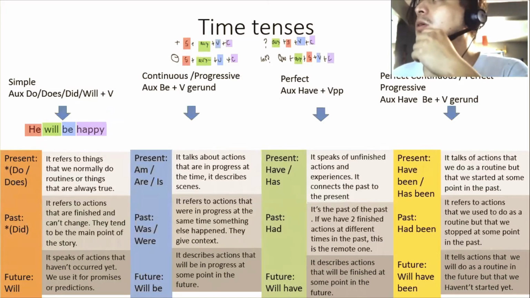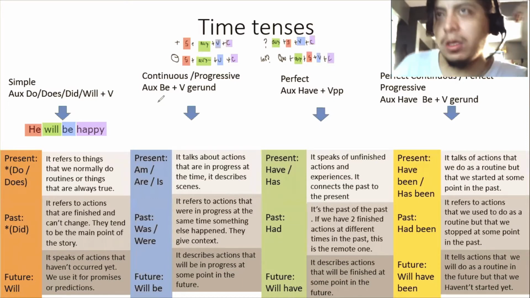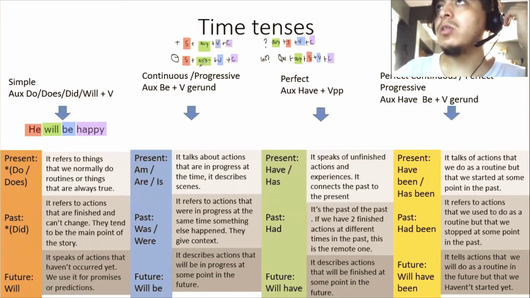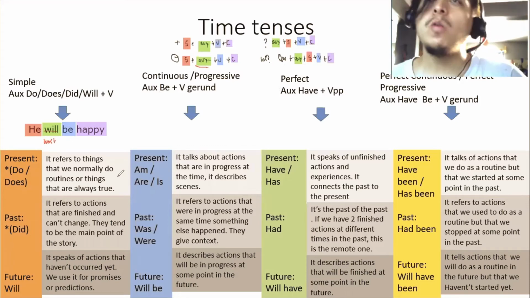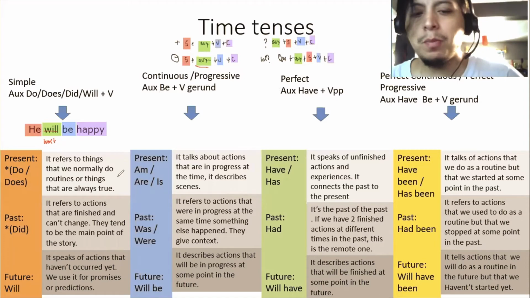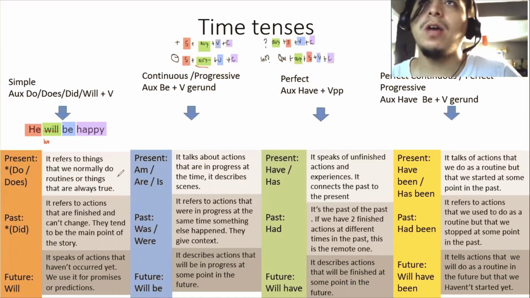But what happens when you want to make a negative statement? What do you think? Easy. The auxiliary takes the negative. So instead of will, you say won't. He won't be happy. And that's perfect. That's it. That's the only thing you have to do.